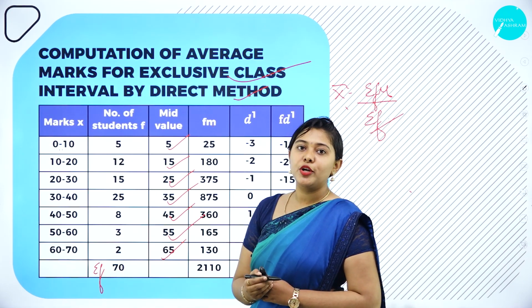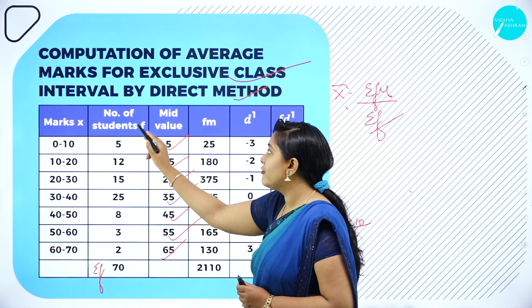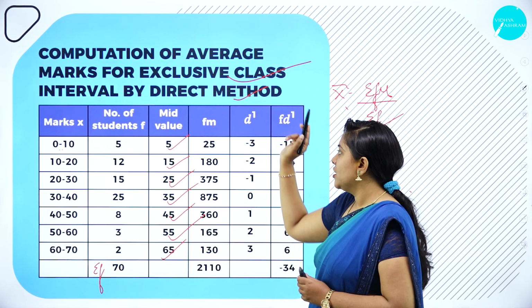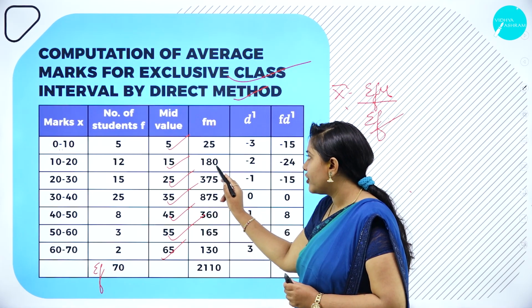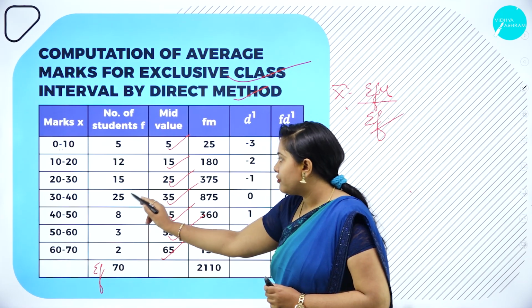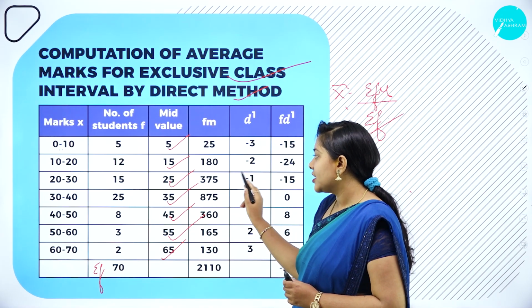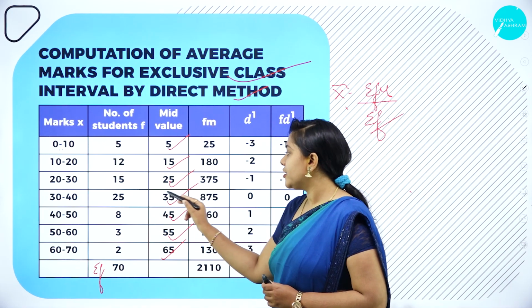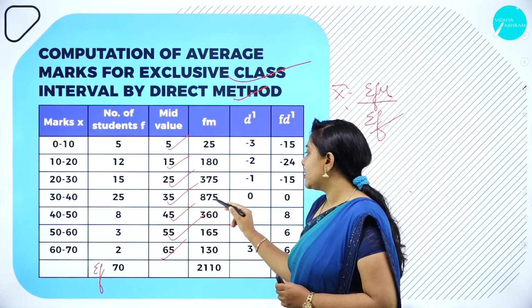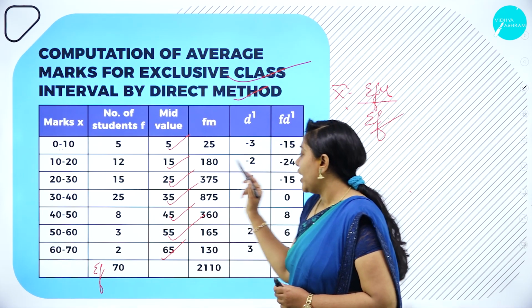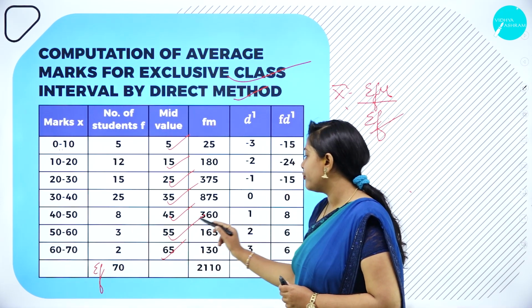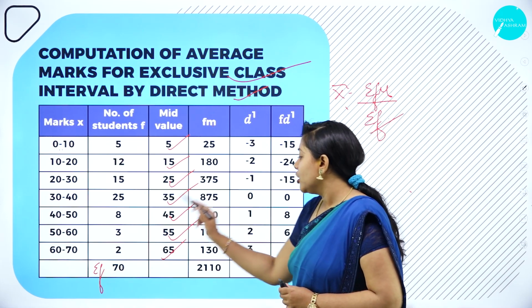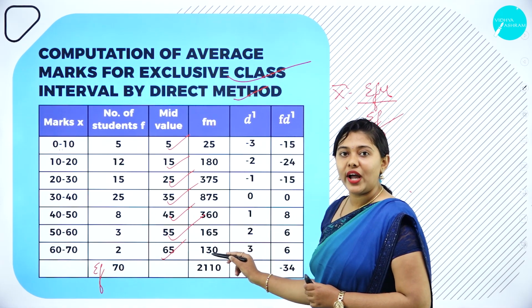After calculating the midpoint, let us multiply with F. So you will get FM. So 5 5s are 25. 12 into 15, it is 180. 15 into 25, 375. 25 into 35, it is 875. 8 into 45, it is 360. 3 into 55, 165. 2 into 65, it is 130.